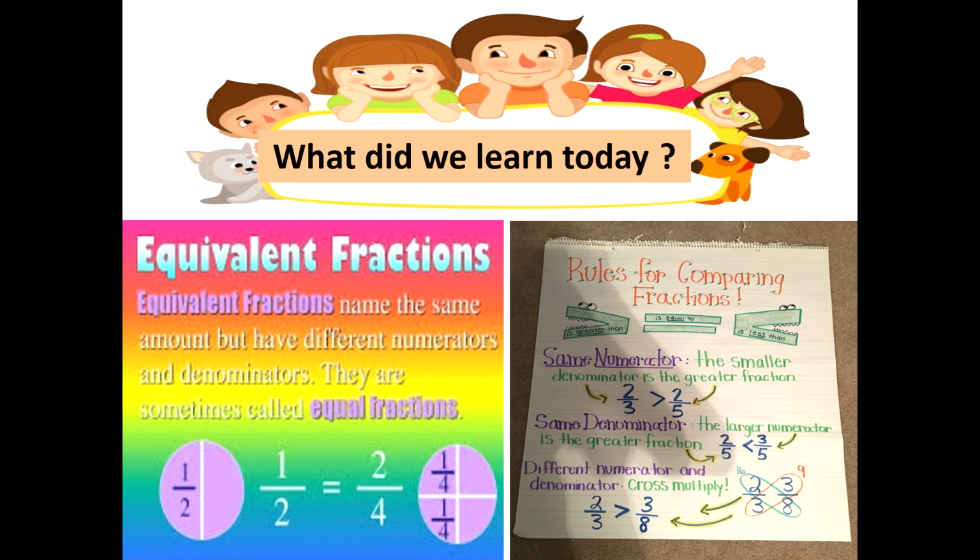Now, if it's the same denominator, the larger numerator is the greater fraction. So here 3/5 is greater than 2/5 because 3/5 has a larger numerator than 2/5. And if there are different numerators and denominators, then we use cross multiply, also known as the butterfly method.